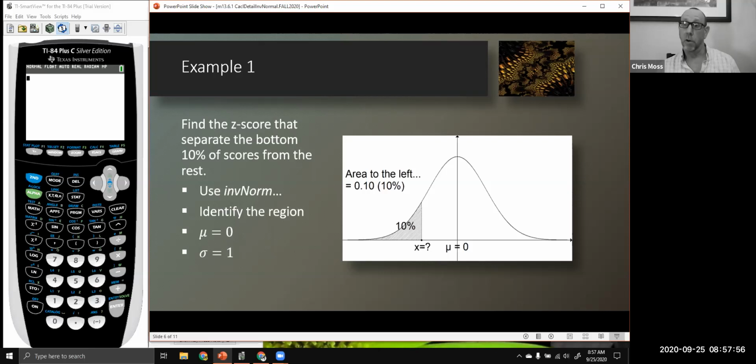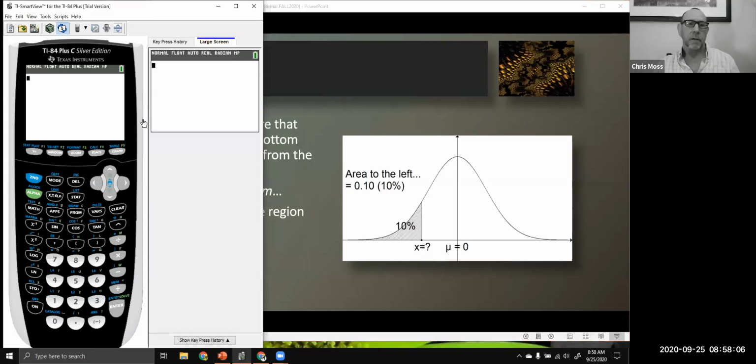By the way, how do I know that 10% is on the left? Bottom, low. Lesser numbers are on the left, greater numbers are on the right. Think in terms of Mr. Numberline, it'll be fine. So let me come over to my calculator.